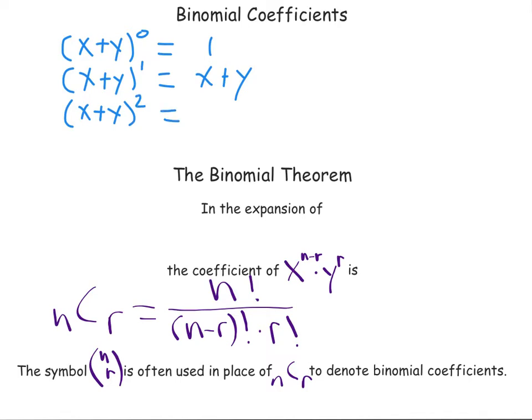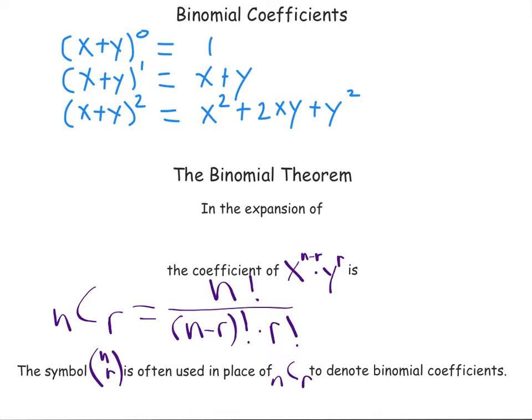Here's a case that we've seen quite a few times. You would probably look at that and say, yeah, we'd go the route of foiling it, like write it out as x plus y times x plus y, and then multiply or FOIL that. I'm not going to write all that out because I really just want you to see the result. It would be that.